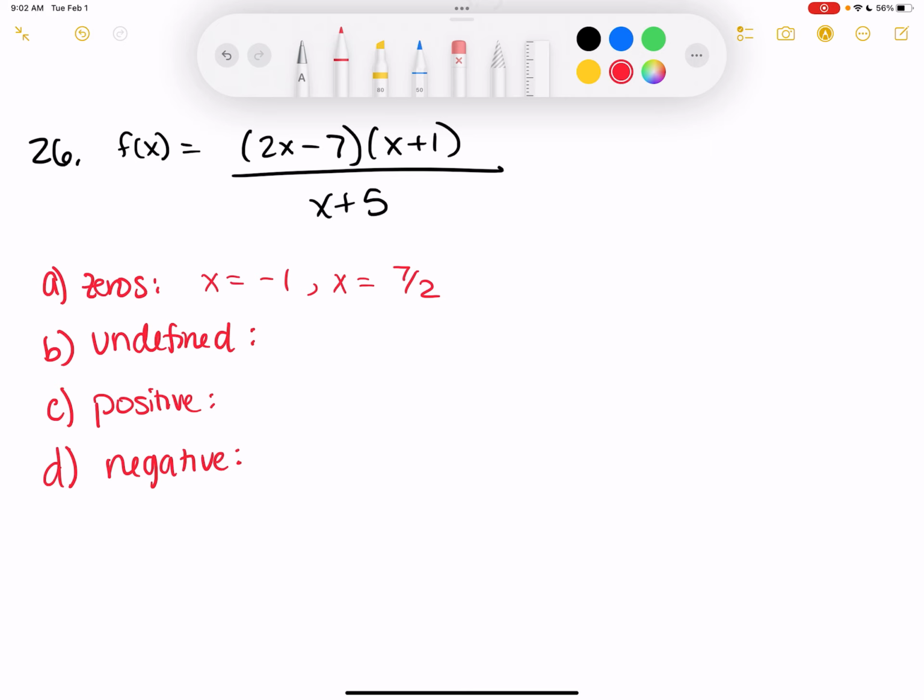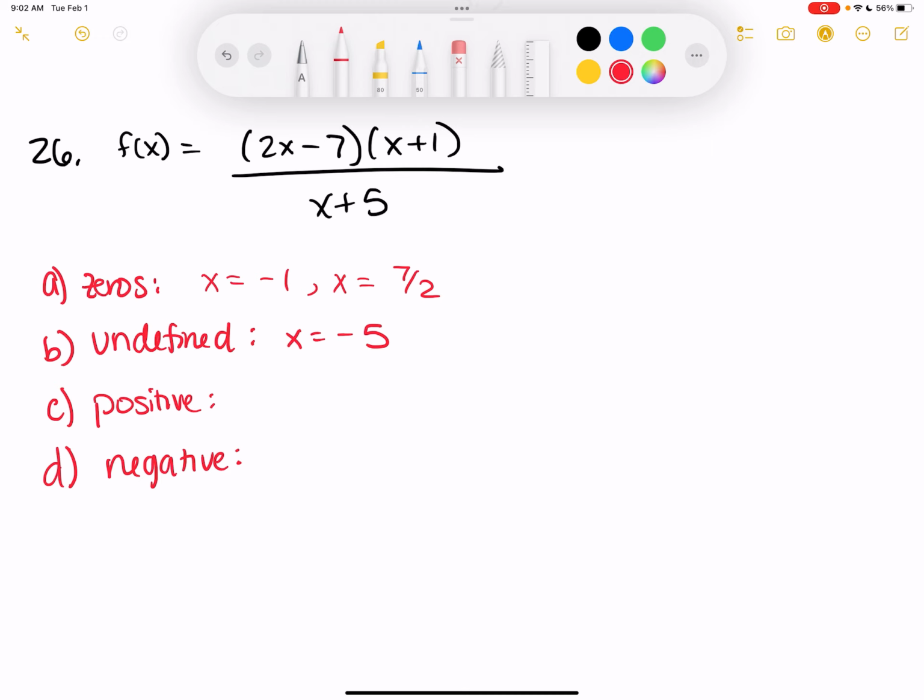Where is this undefined? At x equals negative 5. So you set the bottom, the denominator, equal to 0.